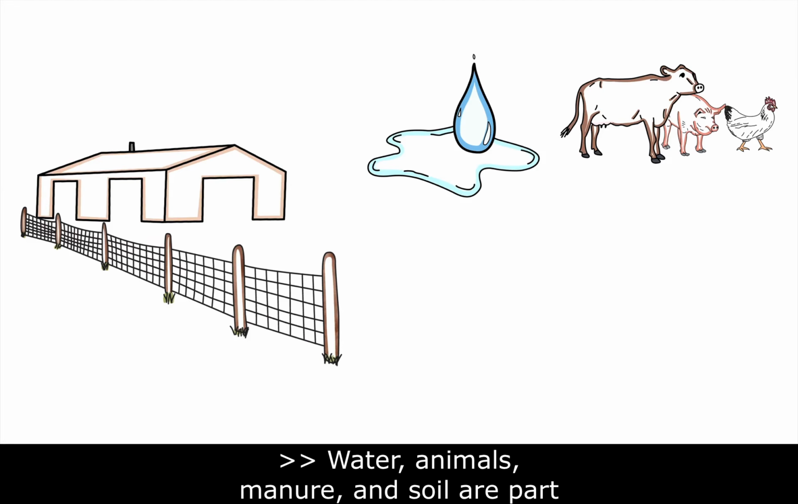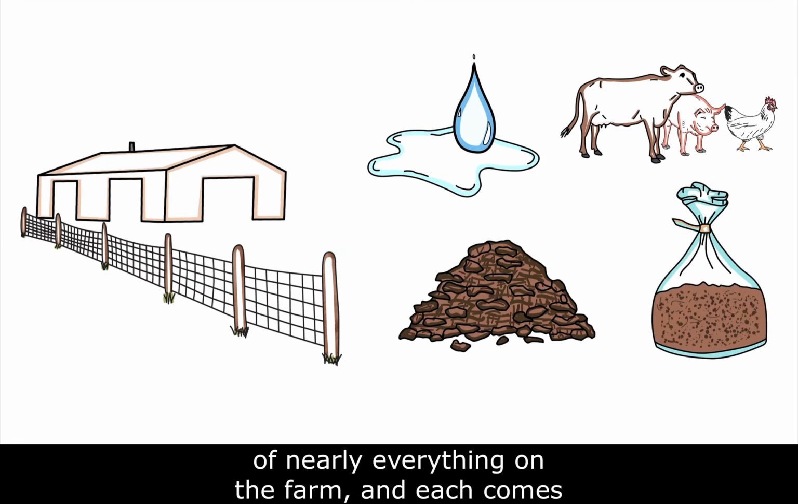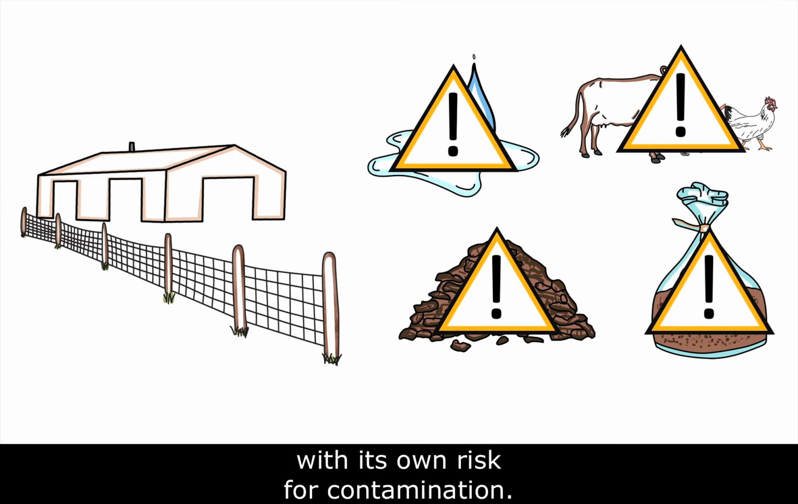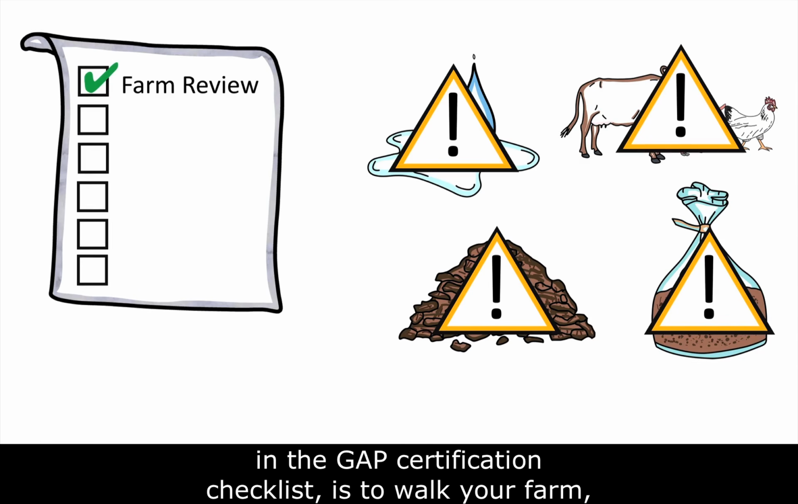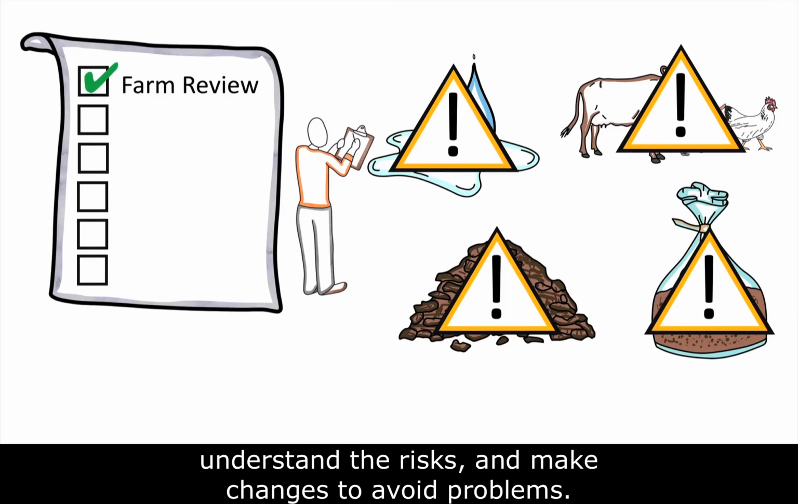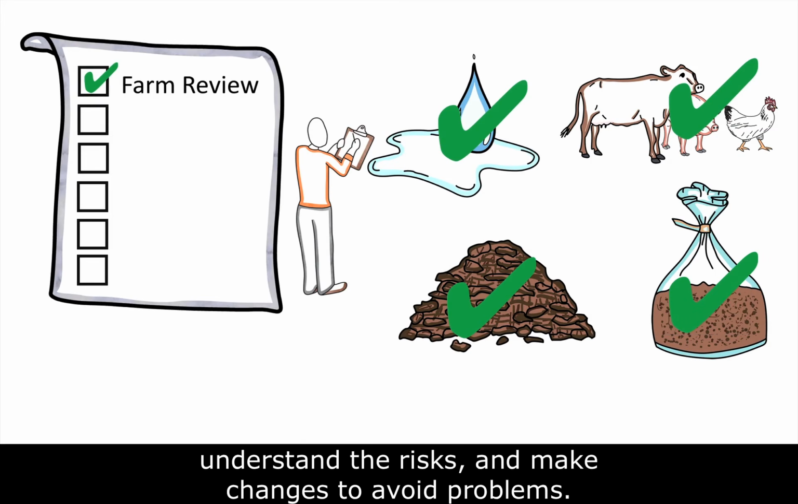Water, animals, manure, and soil are part of nearly everything on the farm, and each comes with its own risk for contamination. The goal of Part 1, Farm Review in the GAP Certification Checklist is to walk your farm, understand the risks, and make changes to avoid problems.